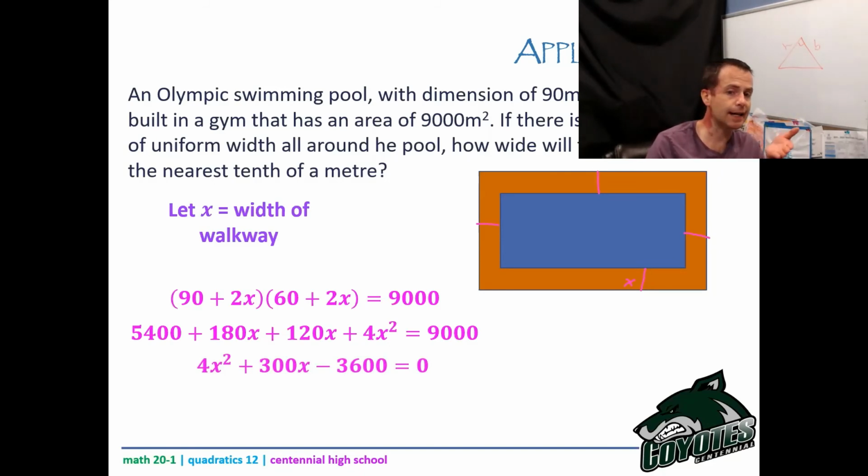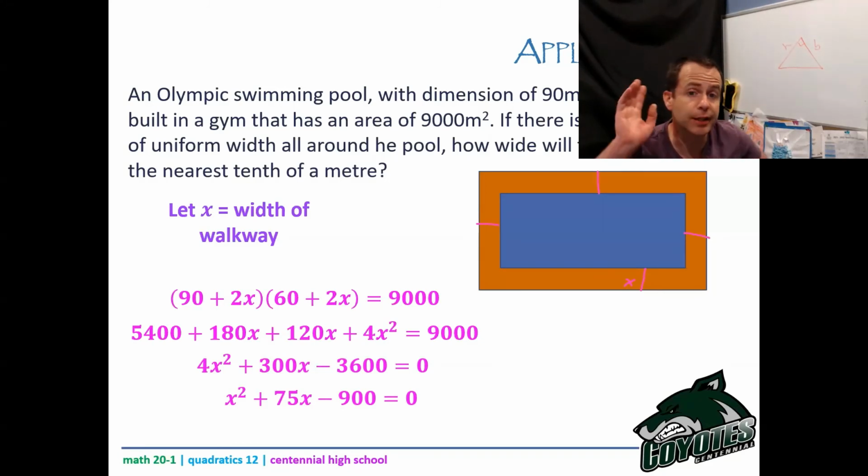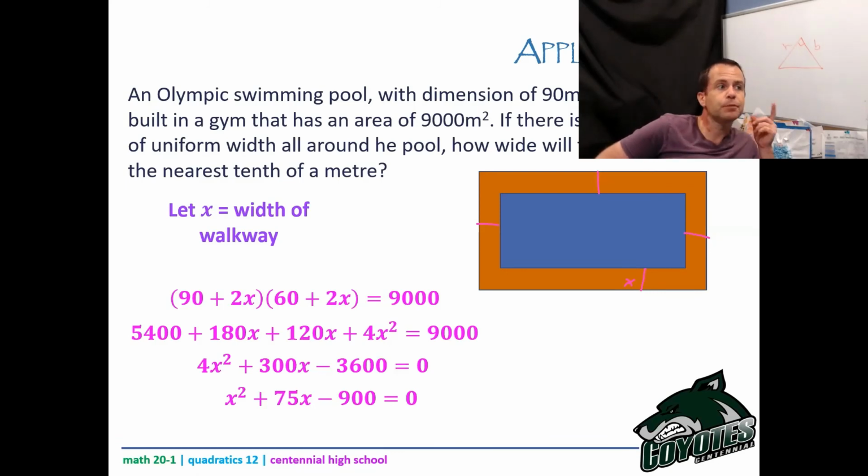Personally, I see that and think, okay, I want to divide everything by 4 so that my numbers are a little smaller. And that'll give me x squared plus 75x minus 900. Now, I could start factoring this, but I don't want to because there's a hint in the question. The question said round to the nearest tenth of a meter. If the question says round to the nearest tenth of a meter, that probably means this is not a factorable question. So I'm not even going to bother trying to factor. I'm going to go straight to the quadratic formula for this guy.